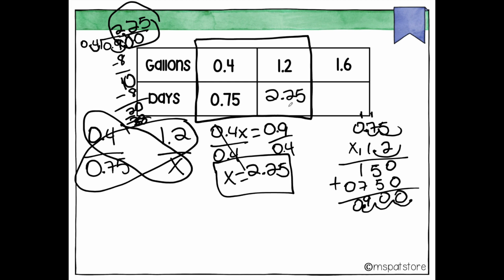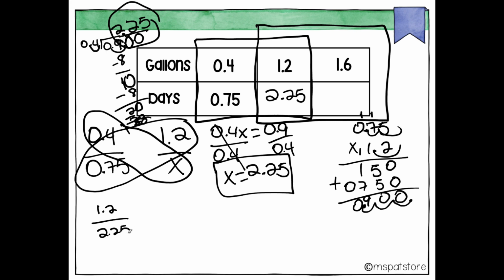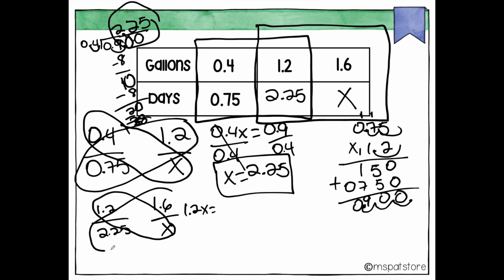Another way to work in the other part of the table, again, is by thinking about proportions, okay? So I have my first ratio. I'm going to write it down in a fraction form. It will be 1.2 divided by 2.25. Now I have 1.6, but I don't know how many days yet, okay? I only know the gallons, that is 1.6. So now again, you do cross multiplication. 1.2 times X is 1.2x.